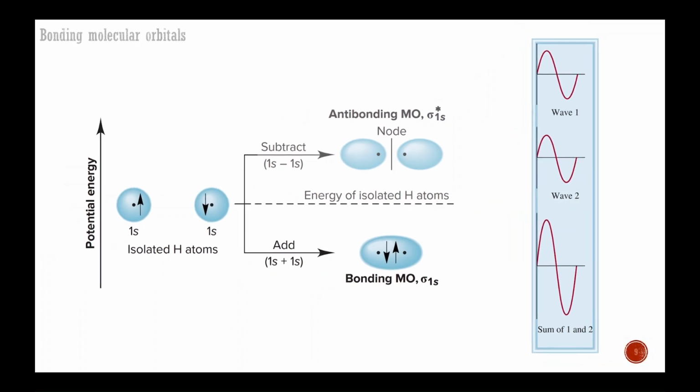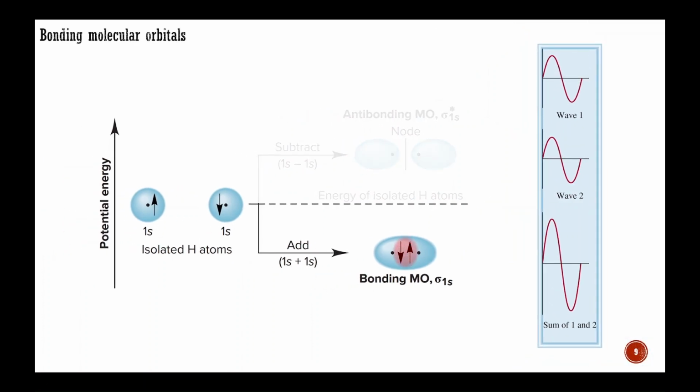The constructive combination of the 2 1s orbitals gives rise to a molecular orbital that lies along the internuclear axis, directly between the 2 hydrogen nuclei. Just as electron density shared between 2 nuclei in overlapping atomic orbitals draws the nuclei together, electron density in a molecular orbital that lies between 2 nuclei will also draw them together. Thus, this molecular orbital is referred to as a bonding molecular orbital.